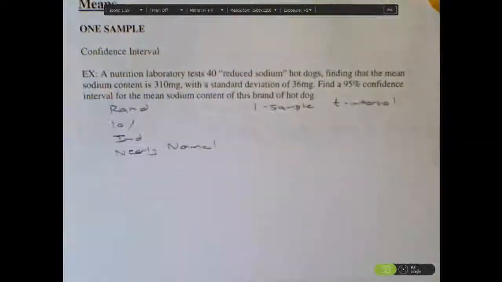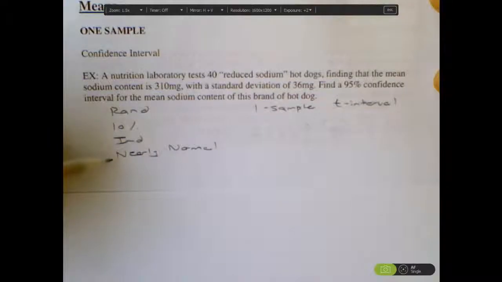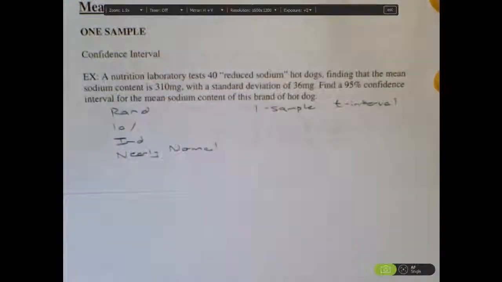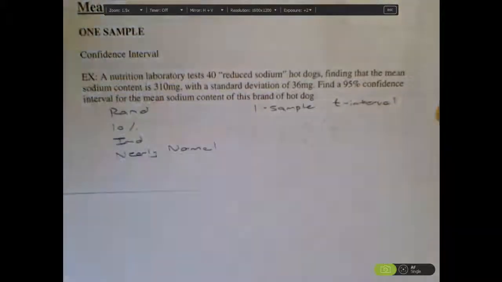The conditions you would need to check are random, 10%, independence, and nearly normal. For your nearly normal condition, if your sample size is less than 15, we're going to consider it small, 15 to 29 medium, and 30 or higher is large. Pretty much if it's medium or large, we're going to say that the central limit theorem applies. If it's small, I'm going to assume that it's from a normally distributed population and that the CLT will apply. This is going to be a one sample t interval.